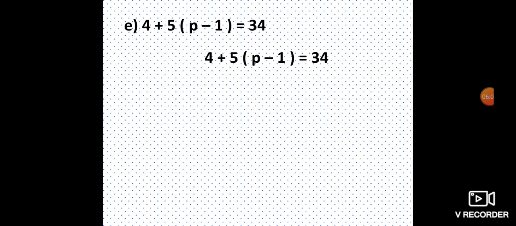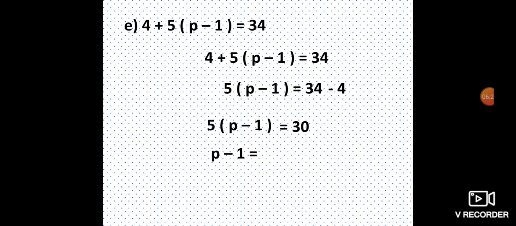First we transpose 4. 4 becomes minus 4. 5 into (p minus 1) equal to 34 minus 4. 5 into (p minus 1) equal to 34 minus 4 is 30. Next we transpose 5. 5 into (p minus 1) is multiplied by 5, then it becomes divided by 5.